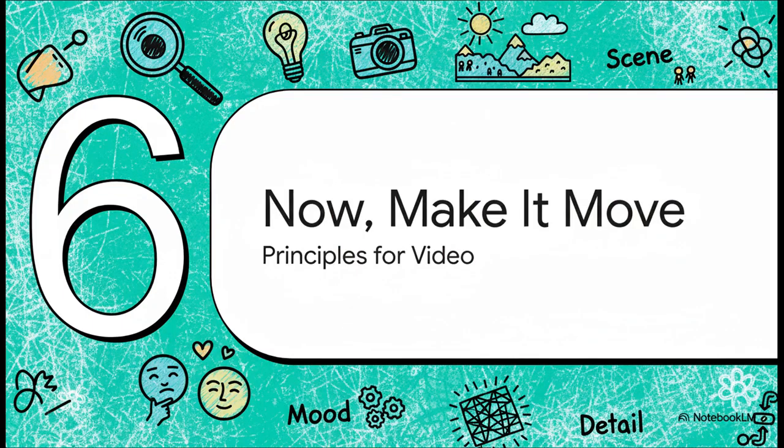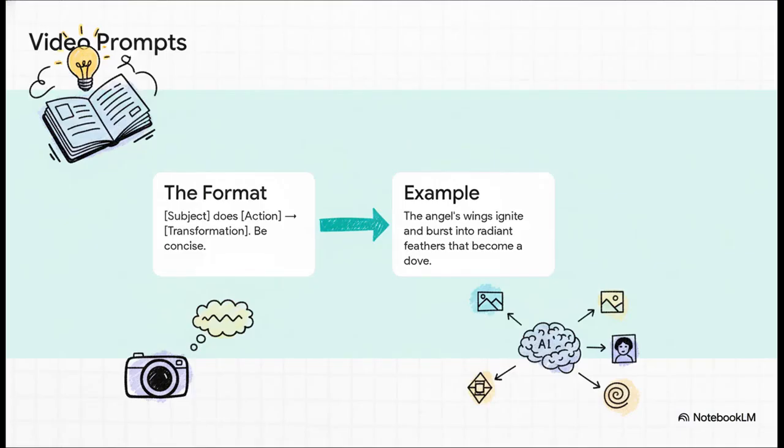And what's really cool is that this isn't just for static images. The exact same principles of being specific and adding detail apply when you want to take your creations and bring them to life with motion. So the key for video is to think in terms of action and transformation. You describe what your subject does and then what it becomes. Look at this example. The angel's wings ignite and burst into radiant feathers that become a dove. You see that? It's a complete mini-story, action and transformation, all in a single powerful sentence.